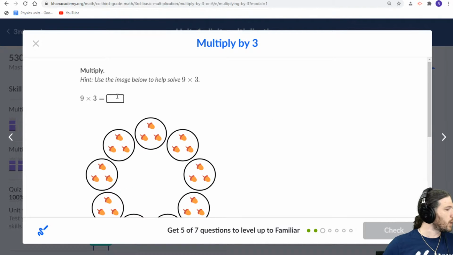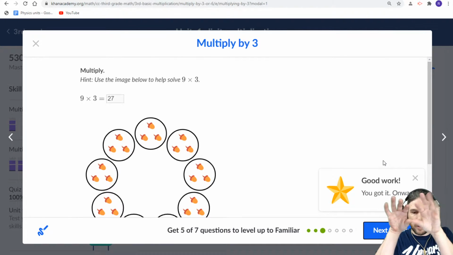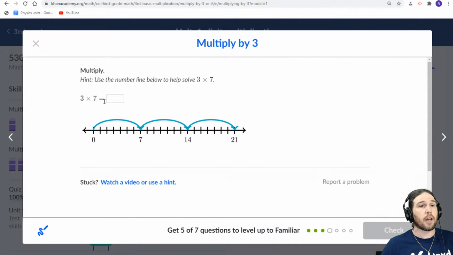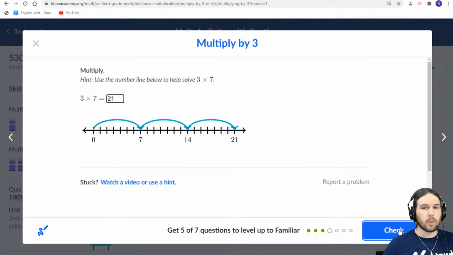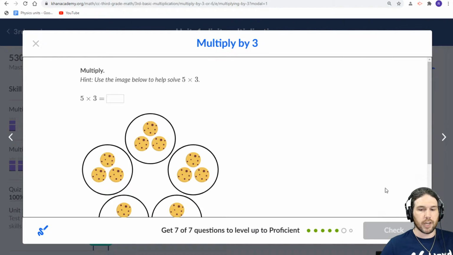9 times 3 is 27. Yes, I am aware of the multiply by 9 trick where you use your knuckles. It takes too long in my opinion, but it definitely works for a lot of folks. 3 times 7 is 21. 4 times 3 is 12. If you look really hard at that image, little phantom squares will begin to appear in the corners. Ow, my eyes. Moving on.